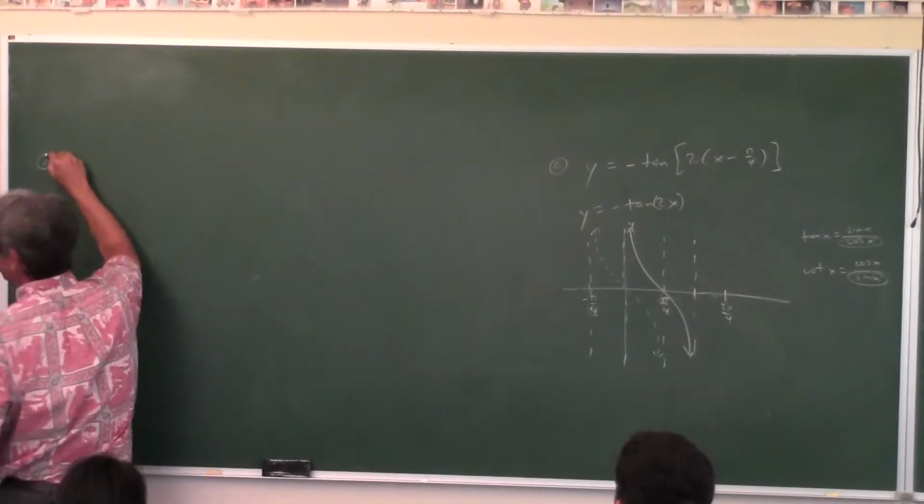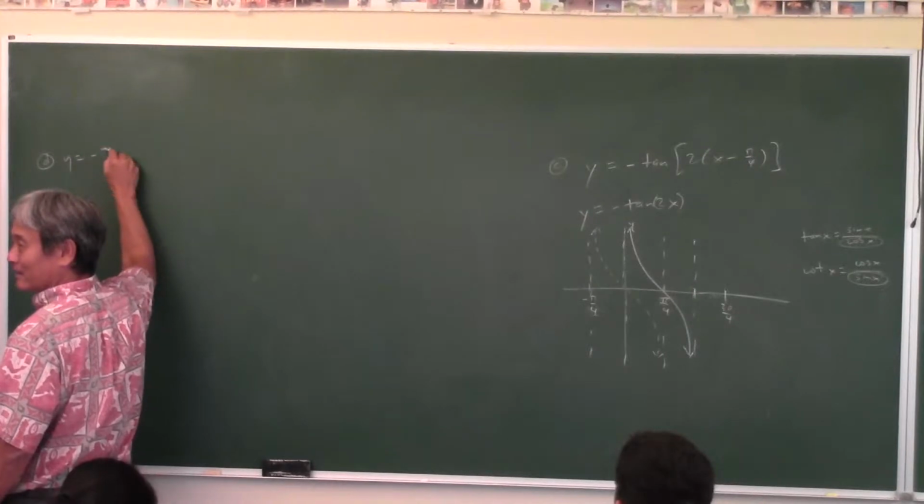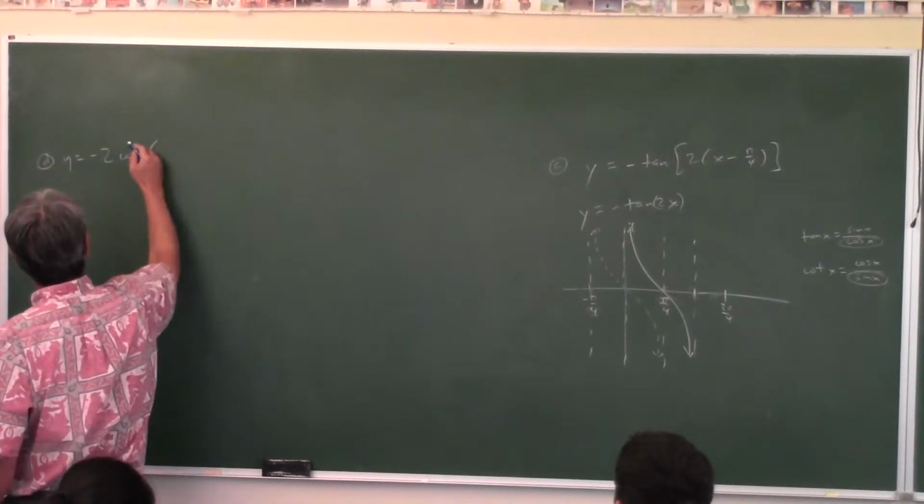Okay, D. D, y equals negative 2 cotangent. That's cotangent.